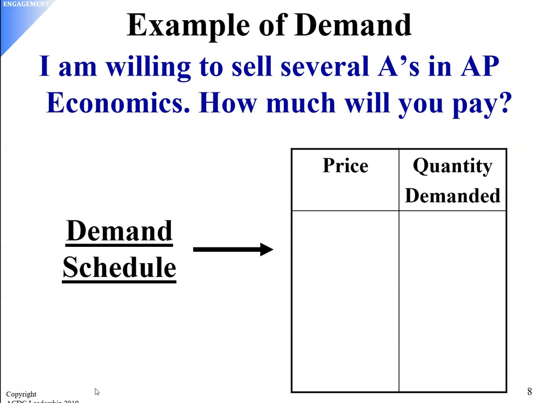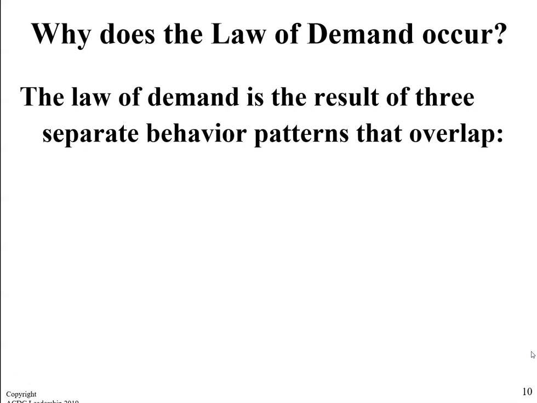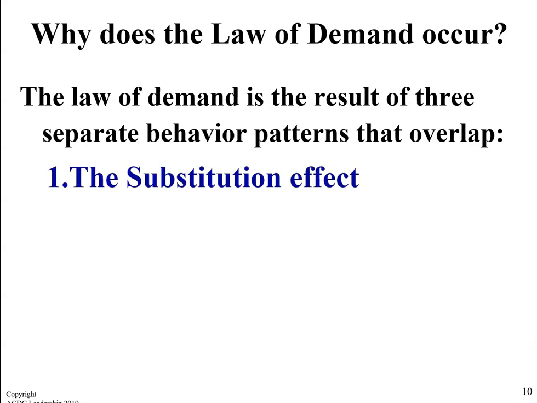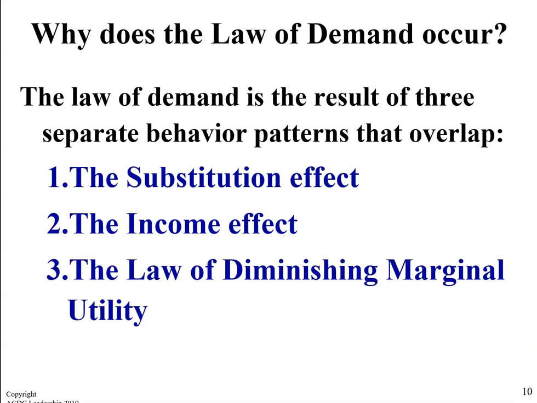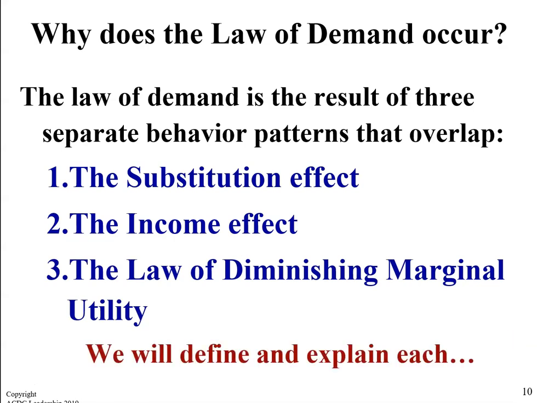So think about a possible example of demand. What if I'm willing to sell several A's in AP Economics? How much would you be willing to pay? The lower the price, the higher the quantity demanded is probably going to be in our class. There are three separate behavior patterns that overlap: the substitution effect, the income effect, the law of diminishing marginal utility, and we'll define and explain each.